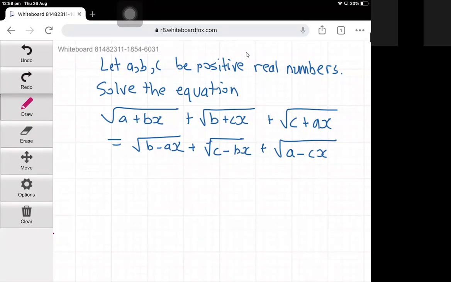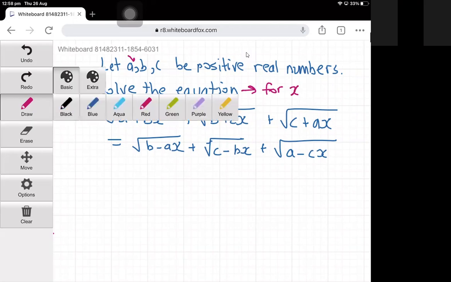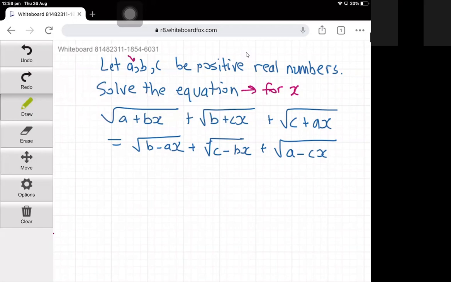There's quite a lot of variables. You have three constants a, b, and c, which are positive real numbers, and we are solving this equation for x. So we're trying to find all possible values of x that satisfy this equation. First thing we could try is to guess what type of values of x would satisfy the equation.